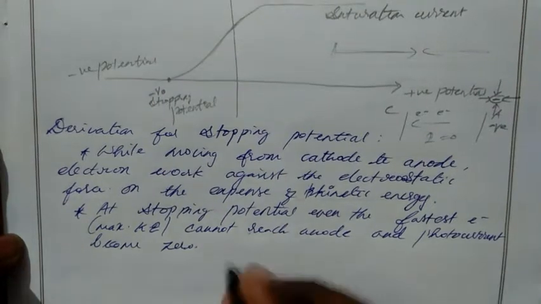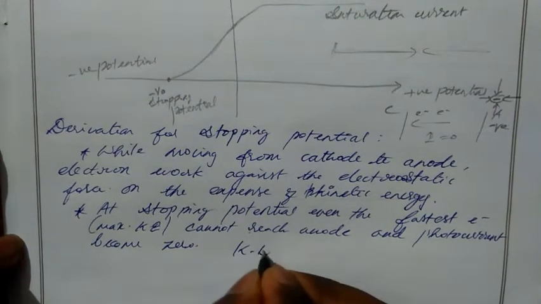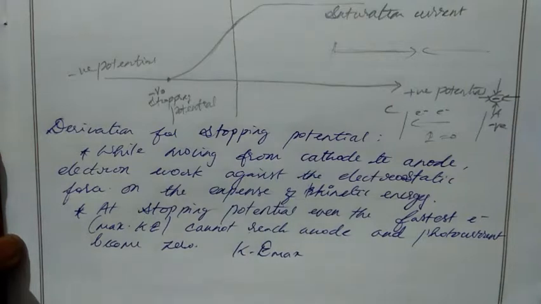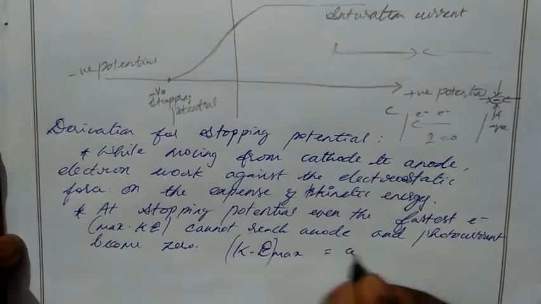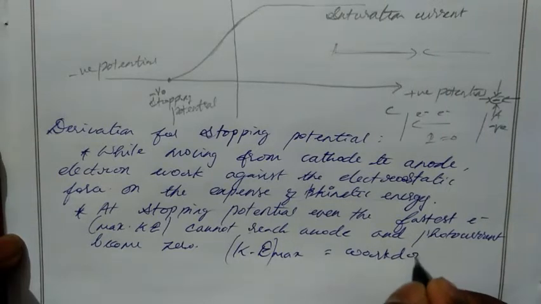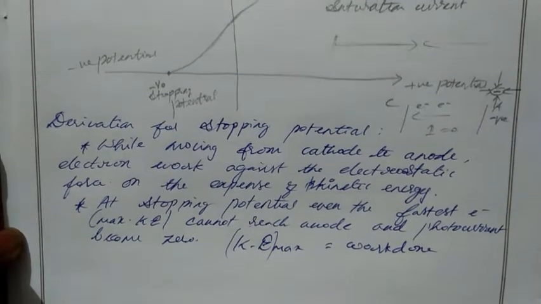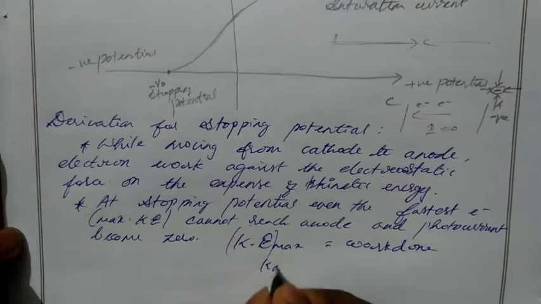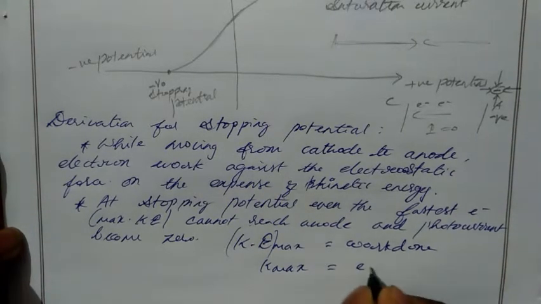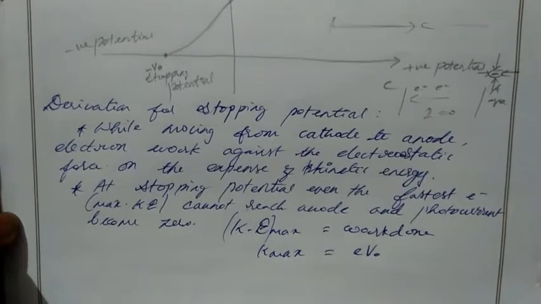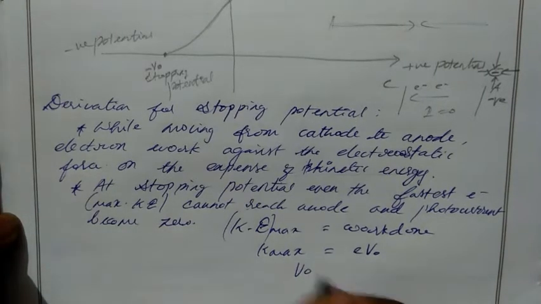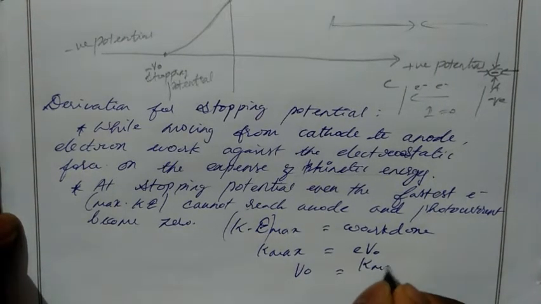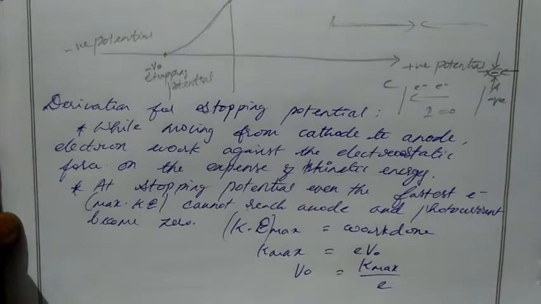So we can say the electron which has maximum kinetic energy does work against the electrostatic force. So what is the formula for work done? We know K max equals e V naught. This is the formula for electrostatic work done, e V naught, where V naught is the stopping potential. From this, take the value of V naught: V naught equals K max by e.